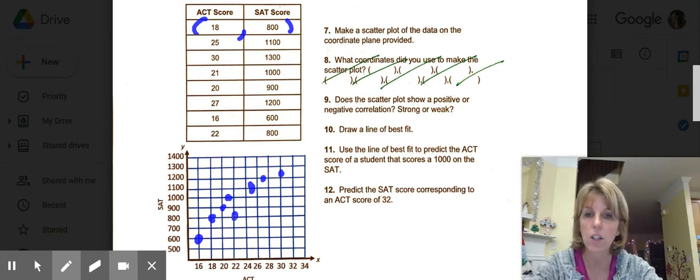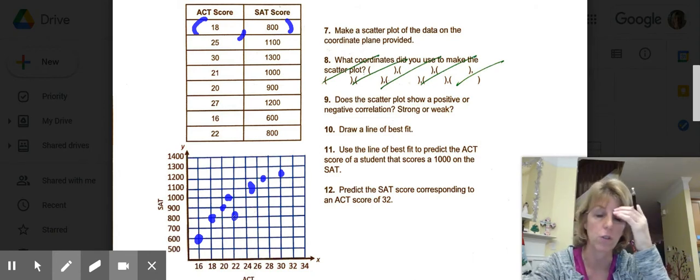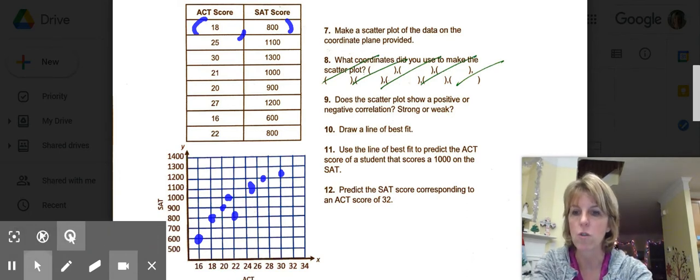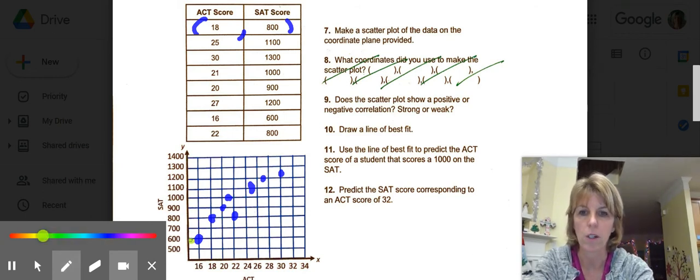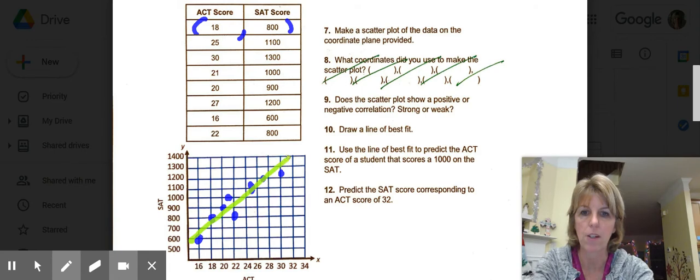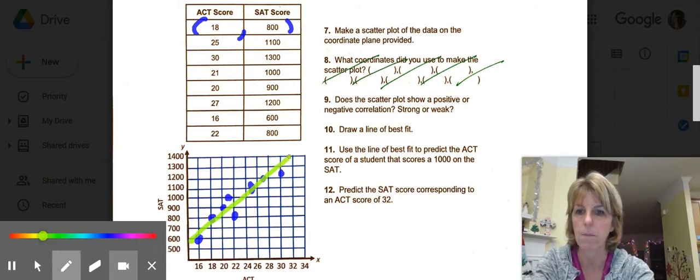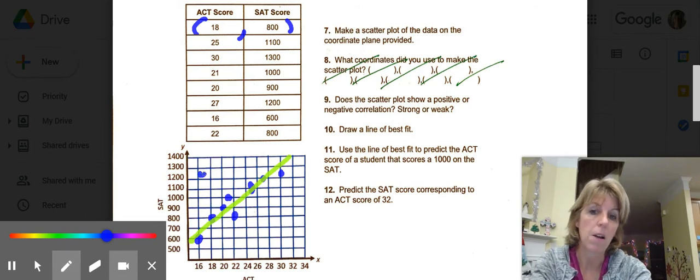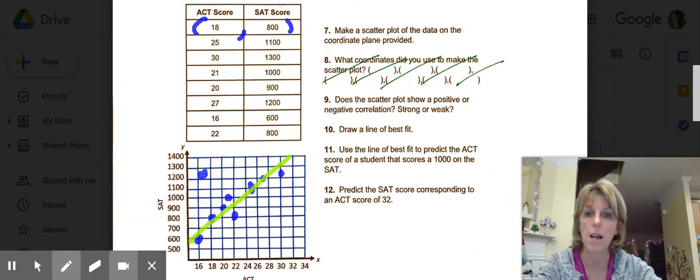So when I take a look at this, I can see that it is not a perfect linear line. Some of the dots are kind of off in different places. But what I can see is that I can draw a line of best fit. Let's see if I can grab a different color. So I can draw a line of best fit kind of right through the middle right there.